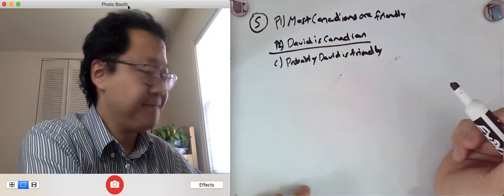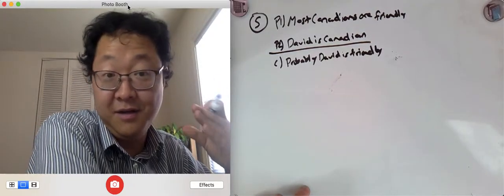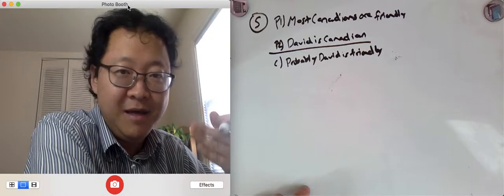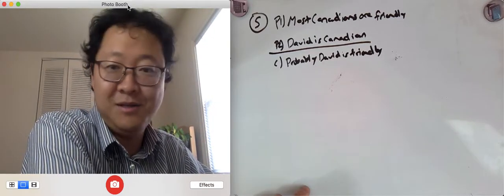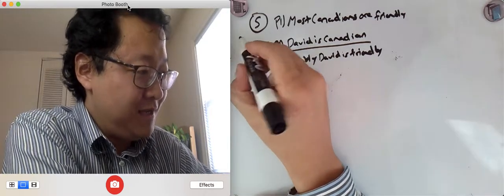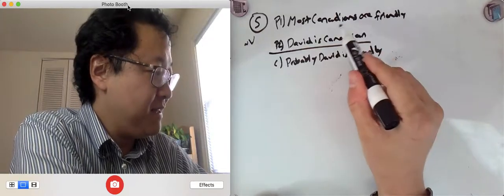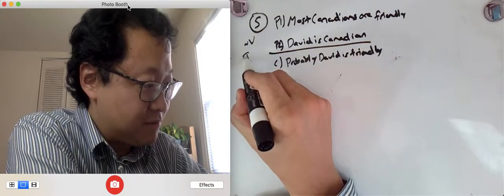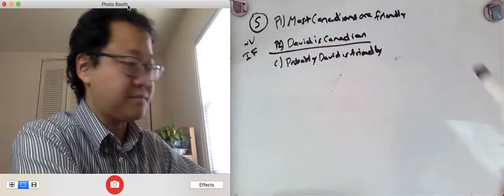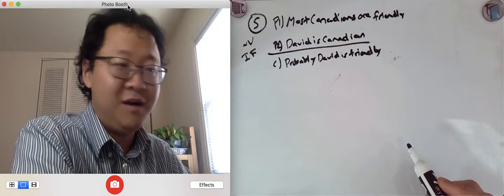So suppose most Canadians are friendly, and all you know is that David is Canadian. It's going to follow that probably David is friendly. So we'll say it's not valid, because it could be that David's Canadian and not friendly, but it is inductively forceful. So we've got our first example of an inductively forceful argument.